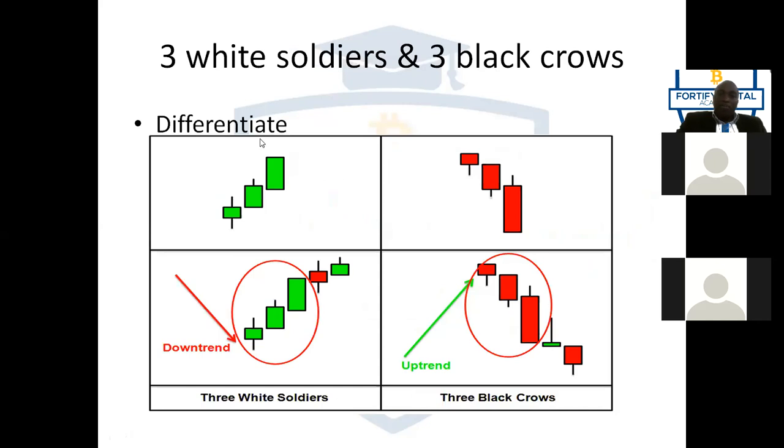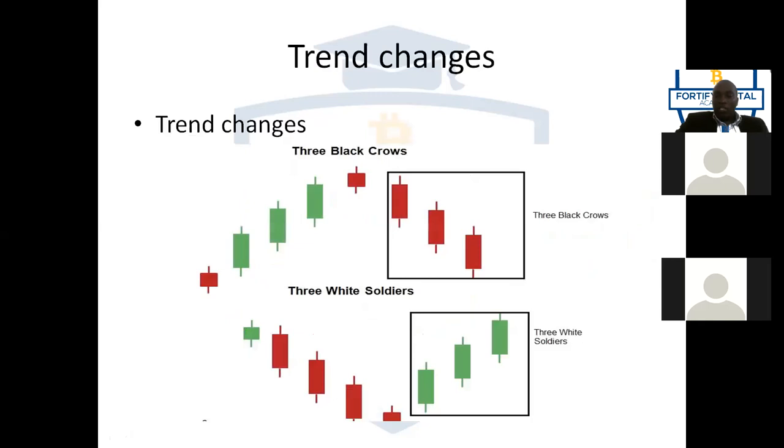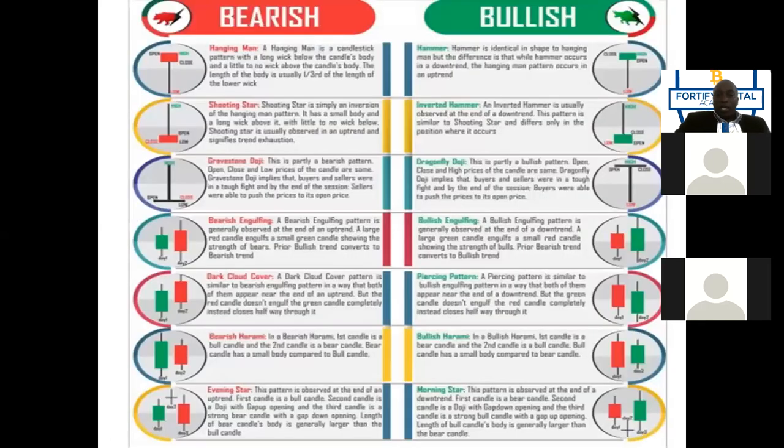Then we have three white soldiers, as you can see there. Expect to see them on the area of support, and three black crows on the area of resistance. So those are the ones that we covered, and there are so many others out there.